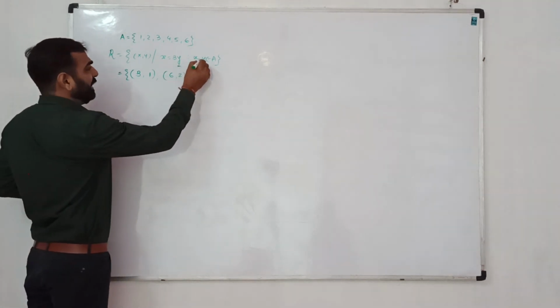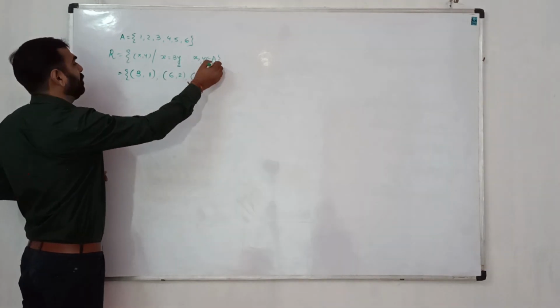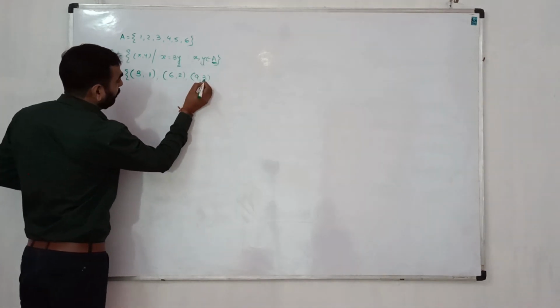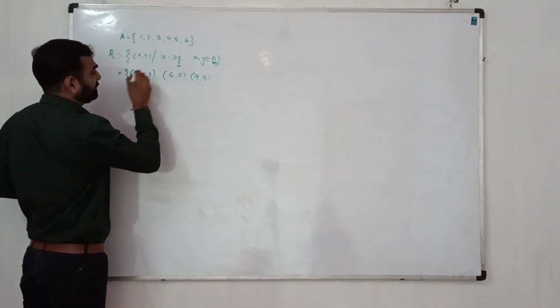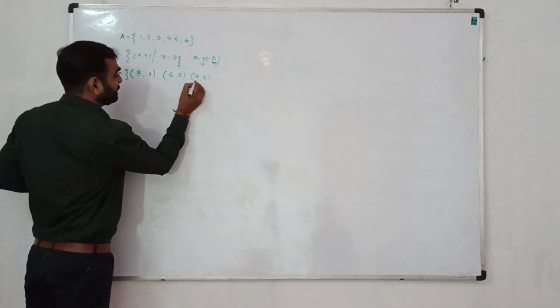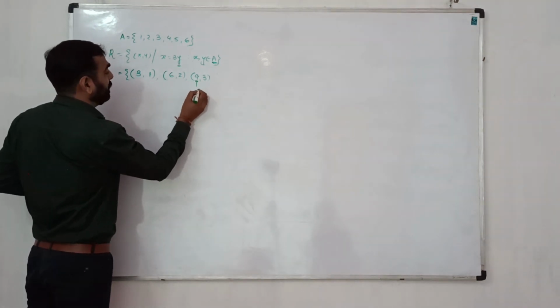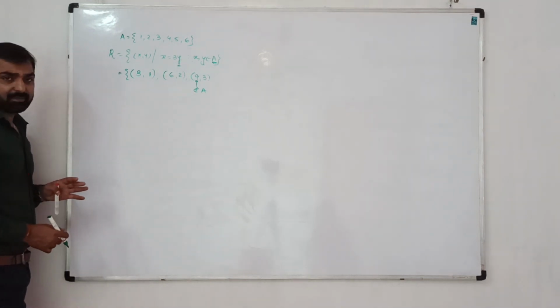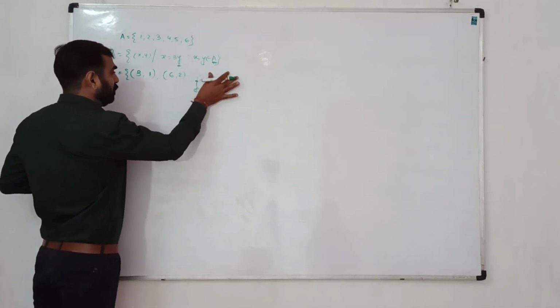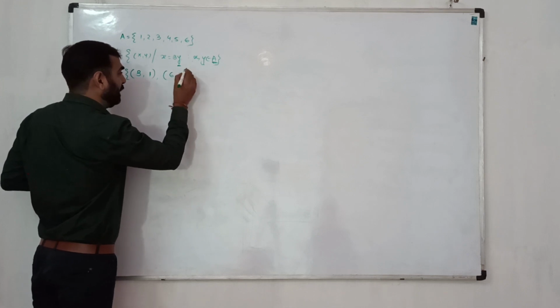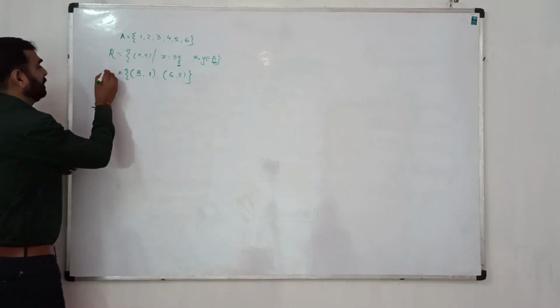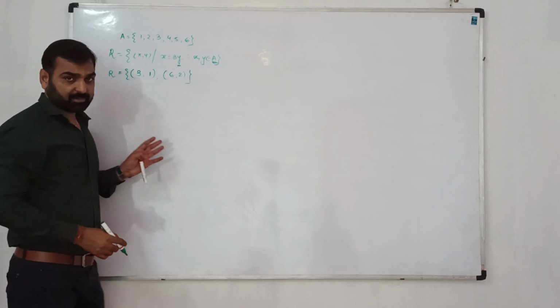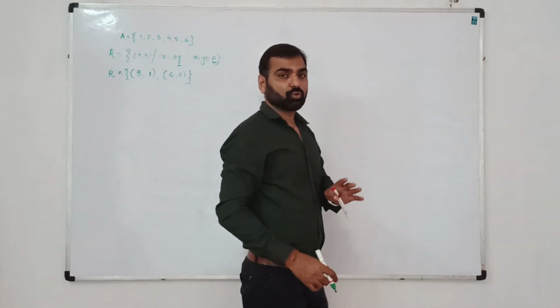Why? Because x and y both must belong to capital A. If we put y is equal to 3, then x is equal to 9, which does not belong to capital A. That's why (9, 3) does not exist. So there are only two elements for this relation R. They are (3, 1) and (6, 2).